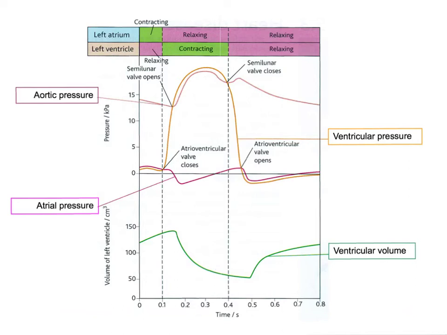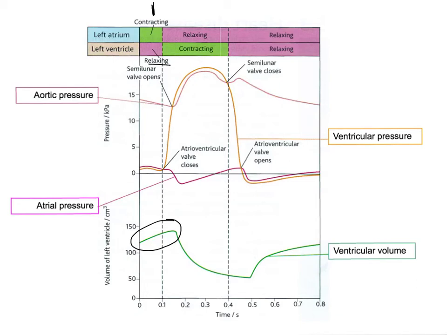So if we look at the top, in this first phase here, this graph is picking up when the atrium is contracting, so a period of atrial systole. And we said that when the atria contract, the ventricle relaxes. So that's what we have here. When the atrium contracts, the ventricle relaxes. And we can see that the ventricle during that period would fill with blood. So that's why the ventricle volume increases.